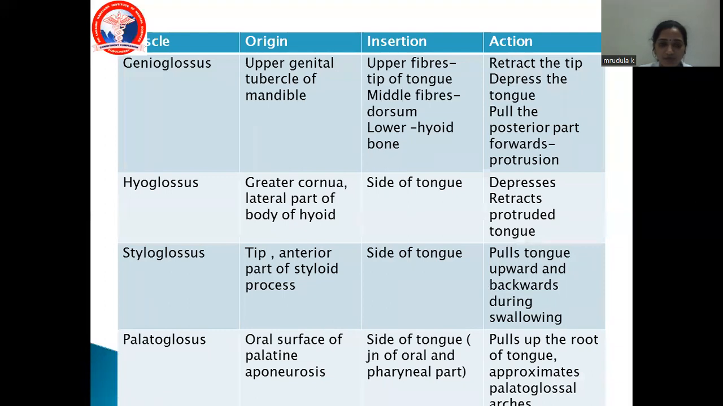And styloglossus, they arise from the tip and anterior part of the styloid process, and they are inserted to the side of the tongue, and they pull the tongue upwards and backwards during swallowing.